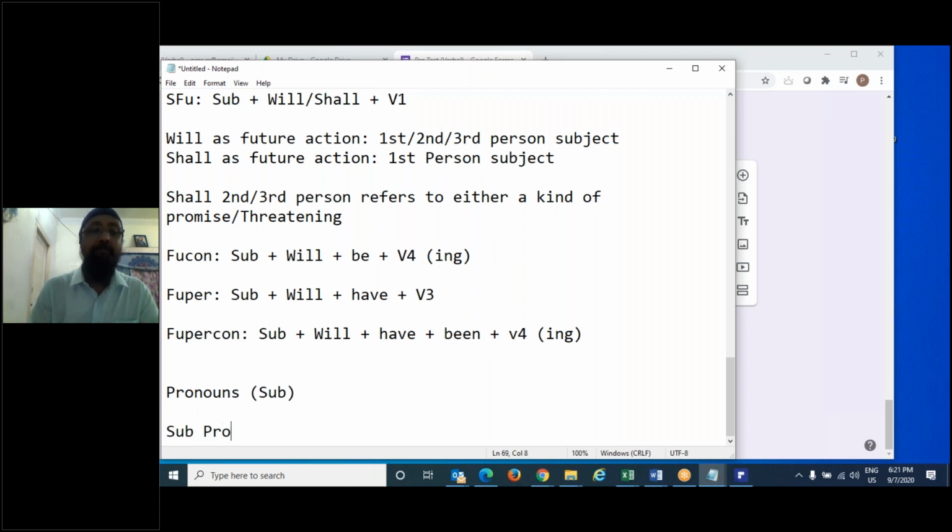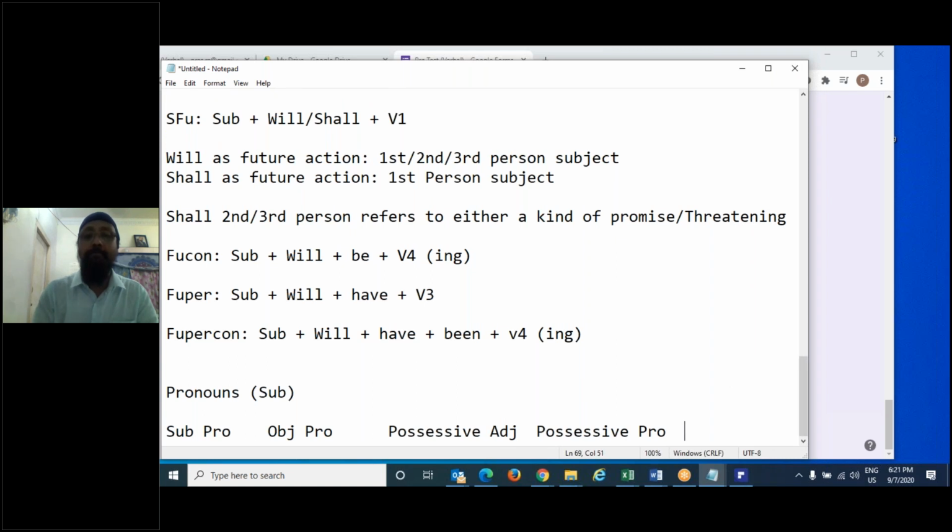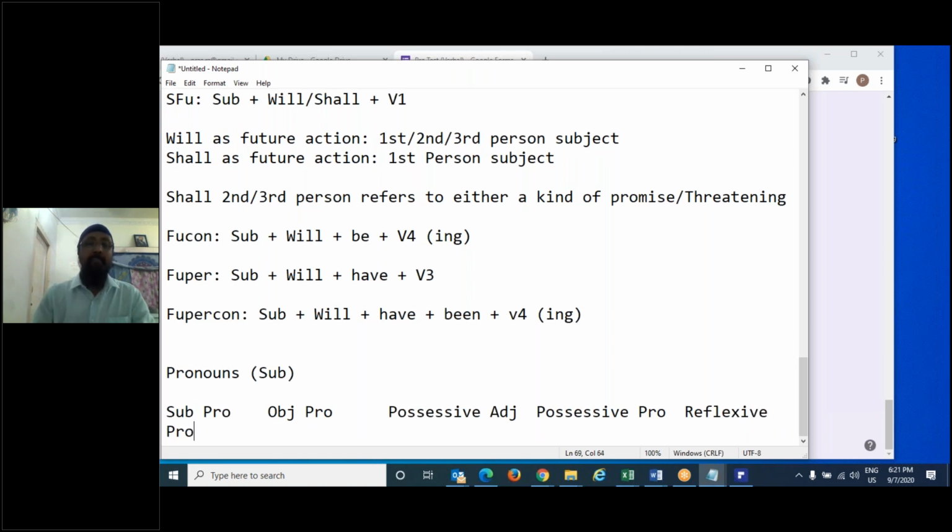One is subject pronoun, and the other one is object pronoun, and then it is possessive adjective and possessive pronoun. The last one is reflexive pronoun. So let's have a quick understanding here.